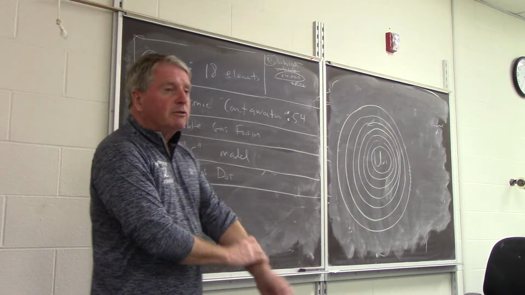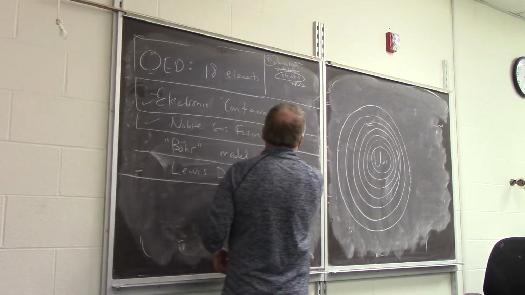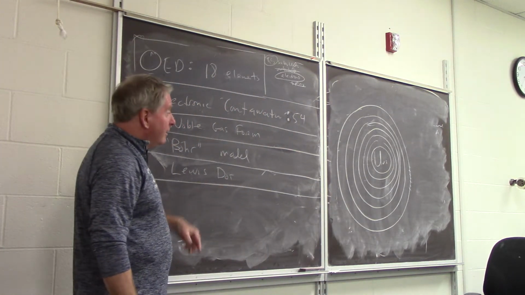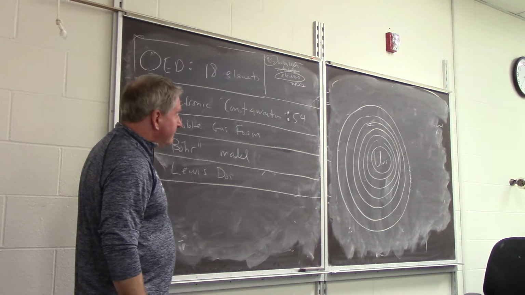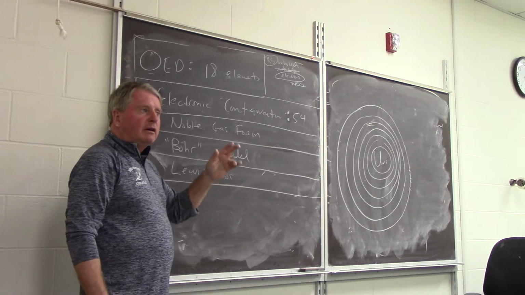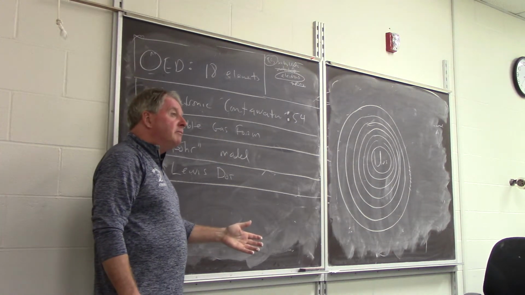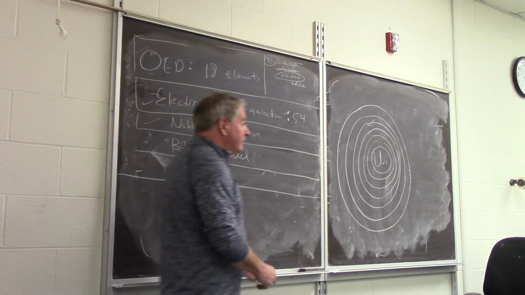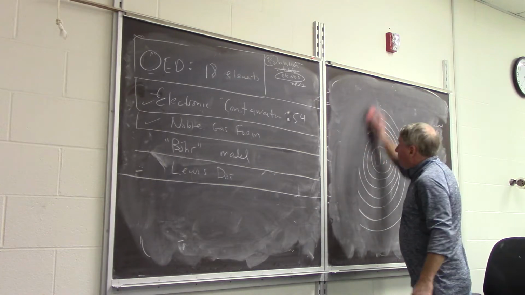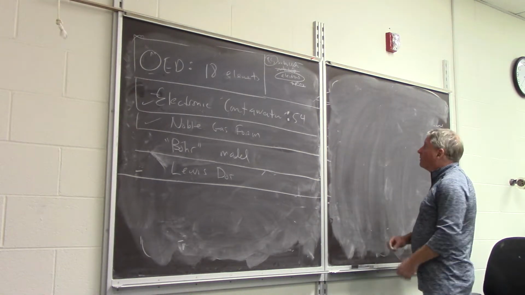Okay, the last model is Lewis dot, and Lewis dot gets rid of everything except valence electrons and the element. So the only thing you have to know is the element and how many valence electrons. But there's a little trick to it, and that's how you're going to demonstrate those valence electrons.